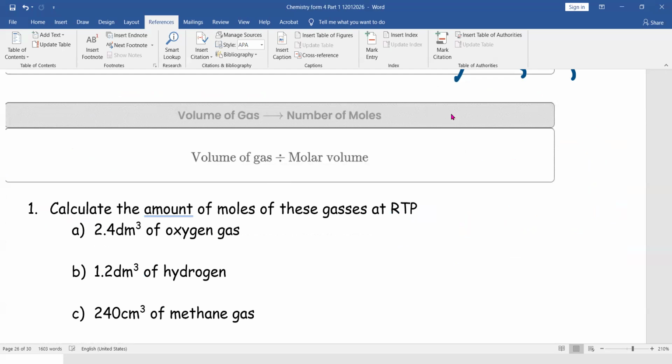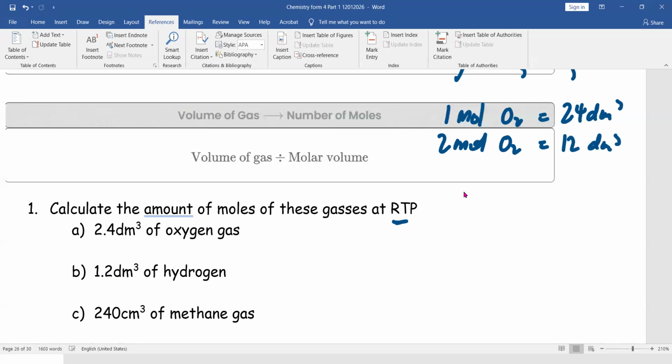So it's basically 1 mole of oxygen is 24 decimeter cube at RTP. So 2 moles of oxygen is 48 decimeter cube. If I have 6 decimeter cube, then 6 over 24 is 0.25 mole. Get it? Okay. The only catch is the unit must be the same. It must be decimeter cube.